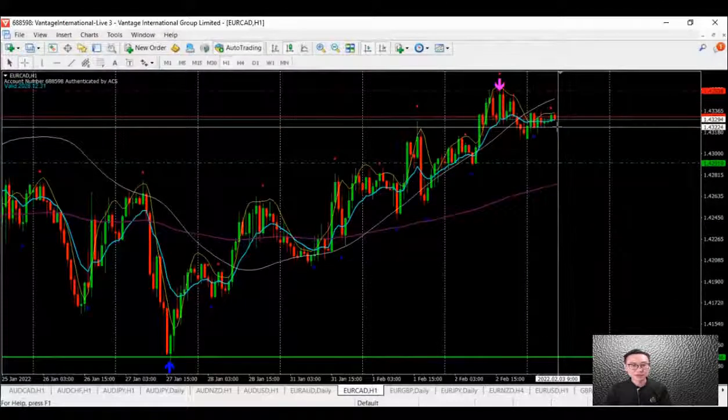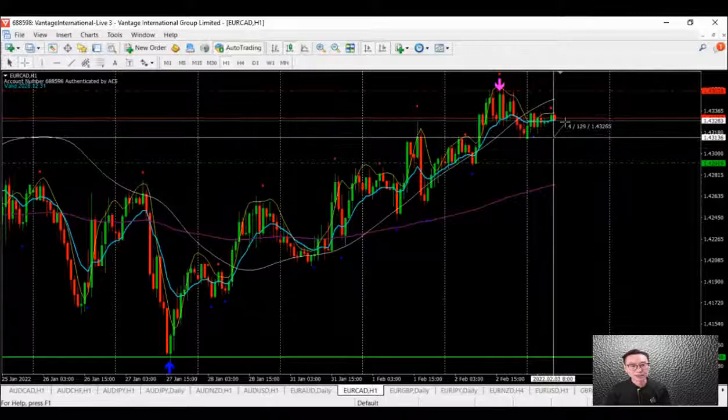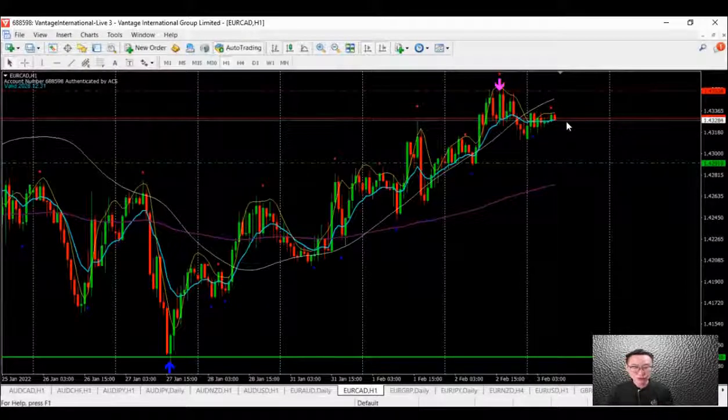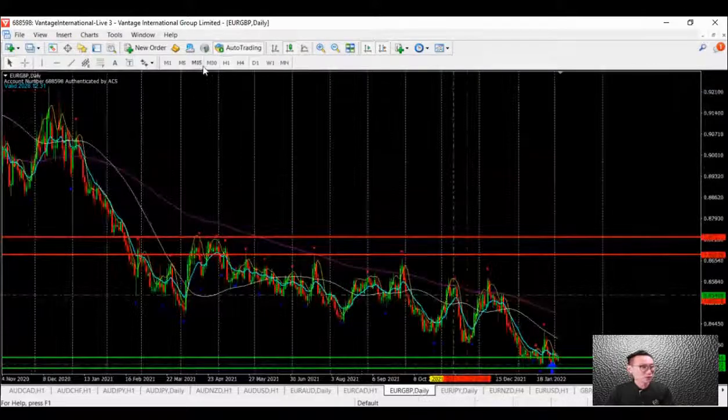However, there is some hovering at very minor support. And over here, I think EURCAD will have a good chance to sell. So I'm going to put EURCAD into my list and take note of this. That's EURCAD today.